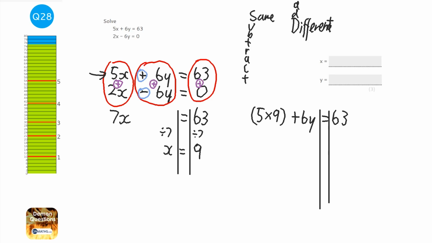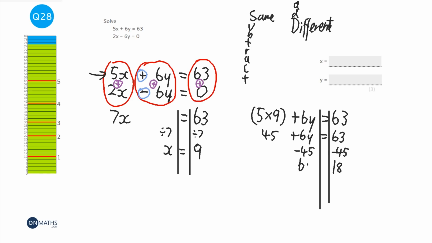So 5 times 9 is 45 plus 6y equals 63. And then what we're going to do is take away 45 from both sides. So we're going to do 63 take away 45, which is 18. So 6y equals 18. And then we're going to divide both sides by 6, so y equals 3.